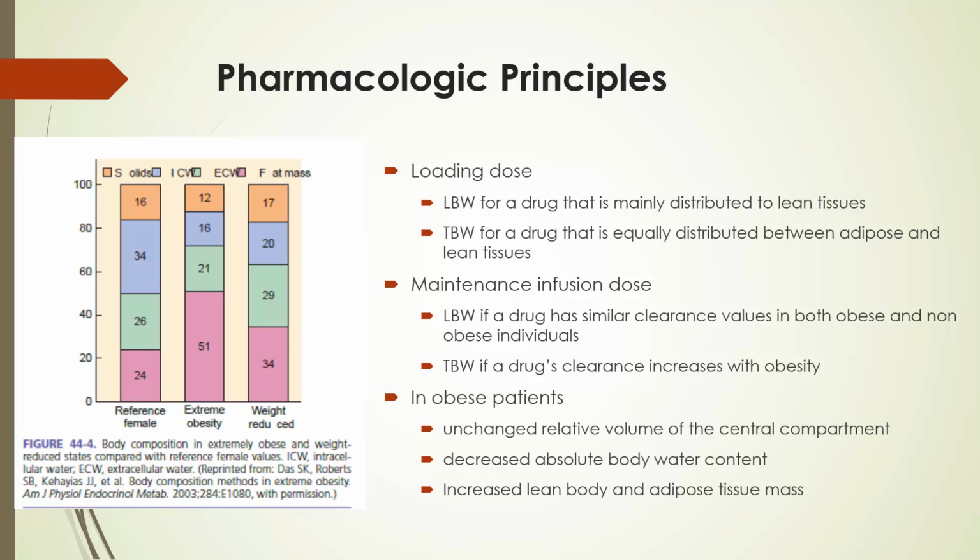As you can see in the figure, the relative volume of the central compartment, where drugs are first distributed, remains unchanged in obese patients, but absolute water content is decreased. Lean body and adipose tissue mass are increased, affecting lipophilic and polar drug distribution.